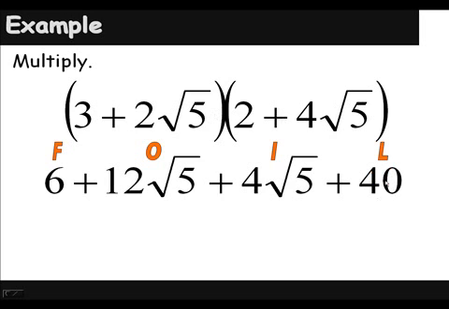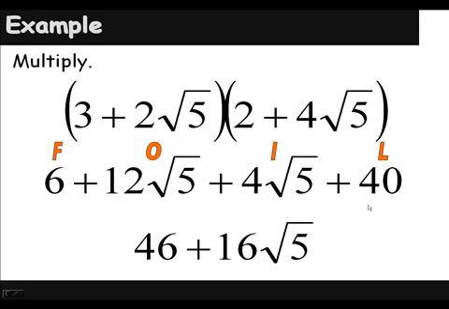That's the trickiest one. Let's look at that again. 2 times 4 is 8. Root 5 times root 5 is 5. And 8 times 5 is 40. We should have like terms in here to go ahead and combine because we started with root 5's in both places. So 12 root 5's plus 4 root 5's is 16 root 5's. And the 6 and the 40 also combine to 46. That's it.